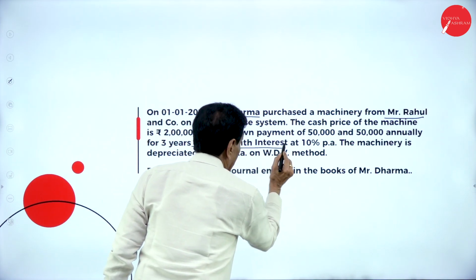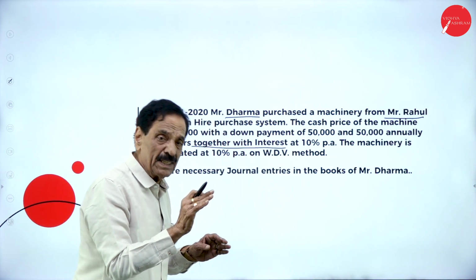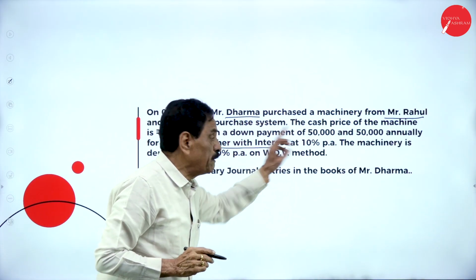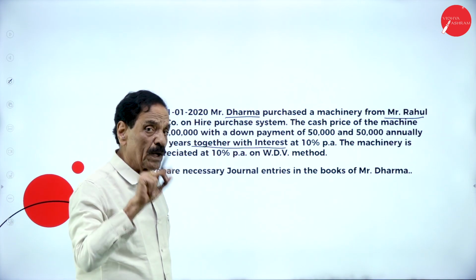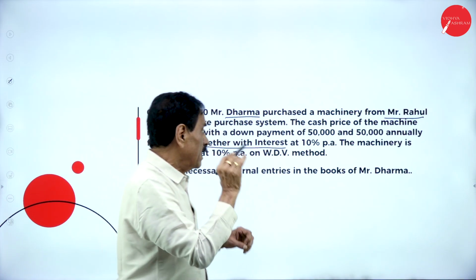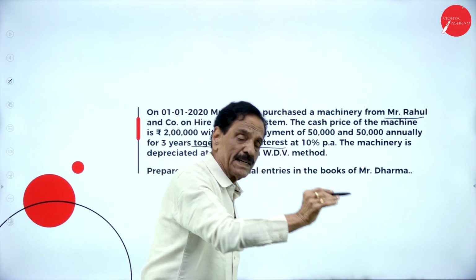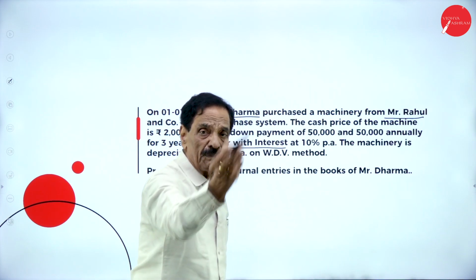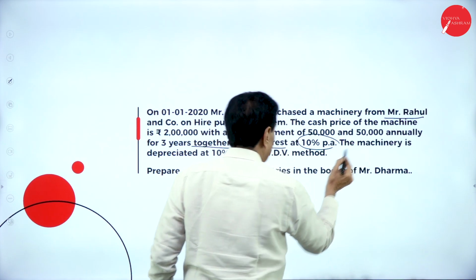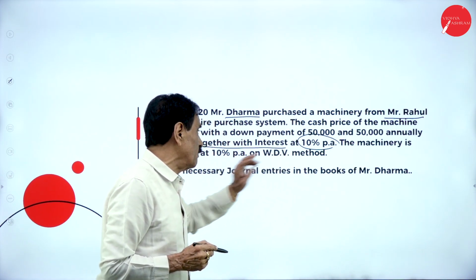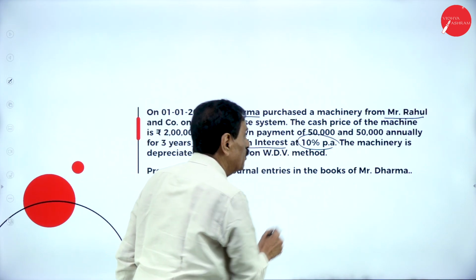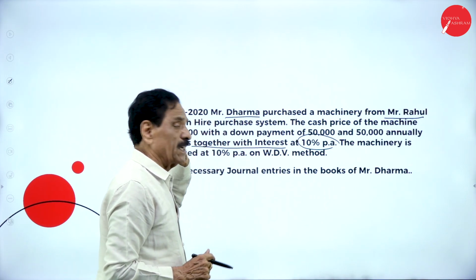This is the most important point. So 50,000 plus interest. So what's the cash price? The cash price is 2 lakh. How much did they pay? 50,000. What's the balance? 1,50,000. That will be paid in 3 installments. Every year they pay 50,000 plus interest, 50,000 plus interest, 50,000 plus interest. With the interest of 10% per annum, the machinery is depreciated at 10% written down value method, means diminishing value method. Prepare necessary journal entries in the books of Mr. Dharma, in the books of the purchaser.